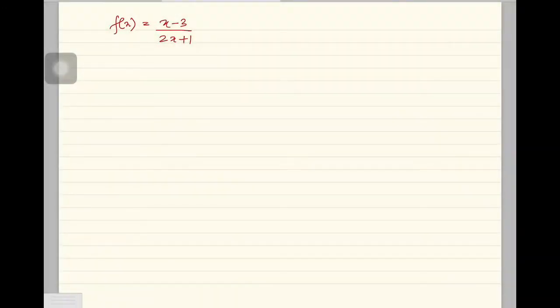Okay, here we have the other one, second one, f(x) = (x - 3)/(2x + 1), and the question would be: find the domain and range. Again, the way we proceed would be the same. So for domain, we need to check if there is any number which would make this function undefined.